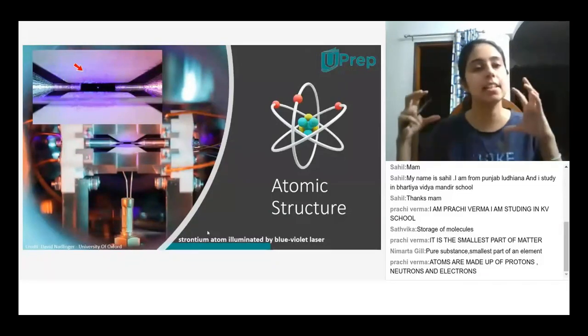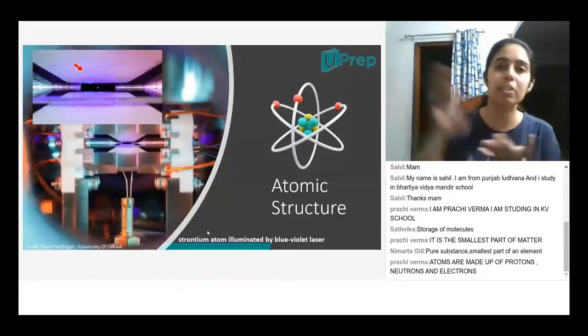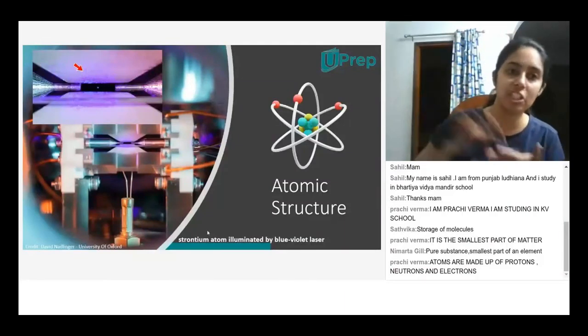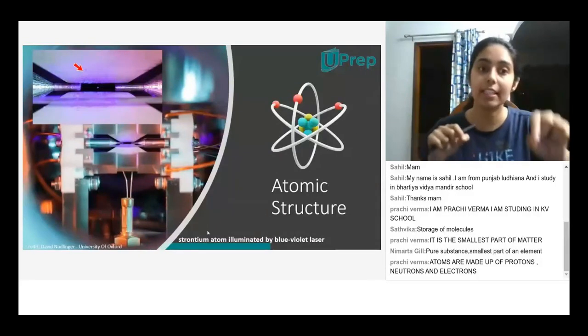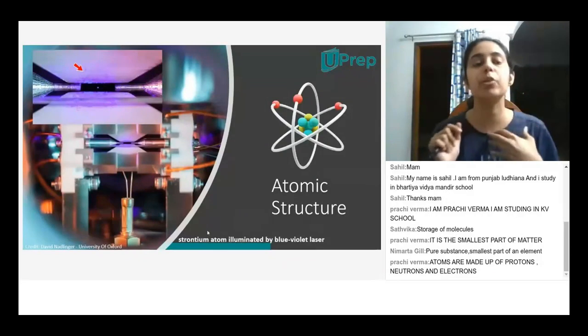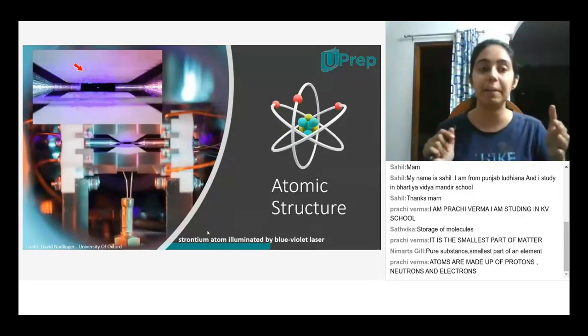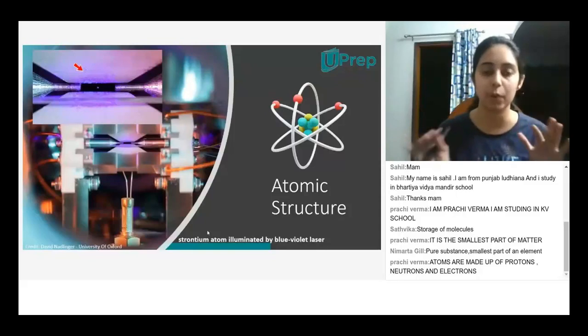So when this camera took 1,000 pictures, all of these 1,000 pictures were put on top of each other, and that is when the camera is able to see that dot of light, okay, and then we are able to tell, okay, that is a strontium atom. But with the naked eye, we cannot see the atom, okay.